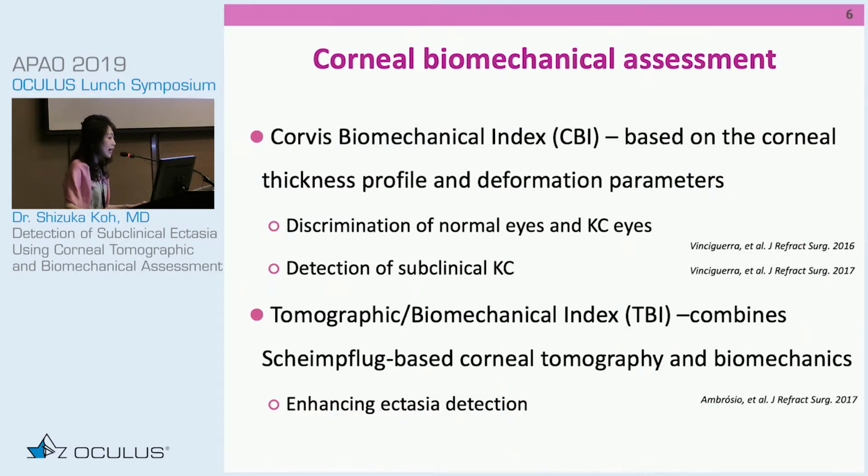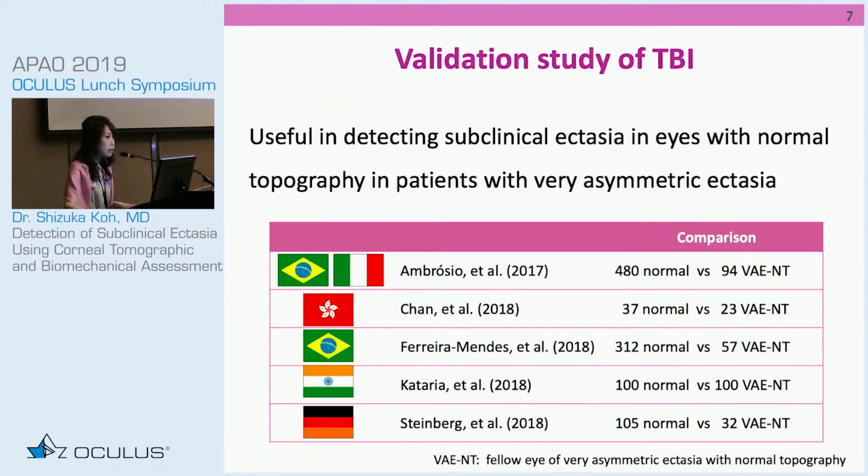The Corneal Biomechanical Index (CBI), based on the corneal thickness profile and deformation parameters, is reported to be useful in discrimination of normal eyes and keratoconic eyes, and in detection of subclinical keratoconus. Furthermore, the recently developed Tomographic Biomechanical Index (TBI), which combines Scheimpflug-based corneal tomography and biomechanics, can enhance ectasia detection. Several papers from different countries, from Brazil, Italy, Hong Kong, India and Germany, reported that TBI is useful in detecting subclinical ectasia in eyes with normal topography in patients with very asymmetric ectasia. These are very, very recent papers. So we performed a TBI validation study in the Japanese population.